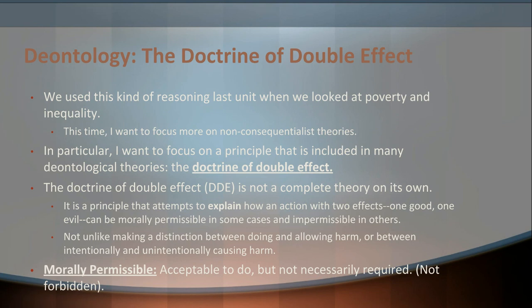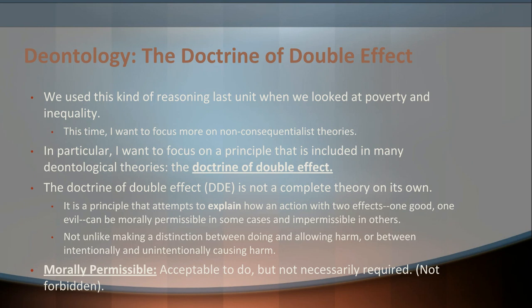In particular, I want to focus on a principle that's included in many deontological theories, not all of them by far. In fact, this is one of the more controversial ideas that comes up in deontological ethics. But it is also one of the most common ones to crop up in multiple theories. And it's a concept called the Doctrine of Double Effect. Now, the Doctrine of Double Effect is not a complete theory on its own. It's rather a piece of a theory. It's a principle, a concept or an idea that we can use as a foundation or as part of an explanation along with the rest of a complete moral theory.